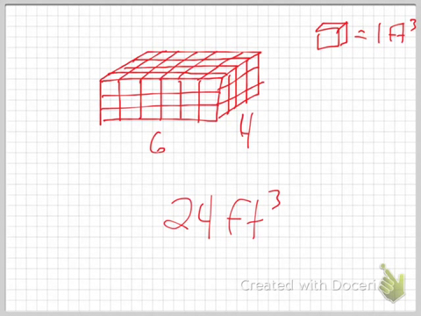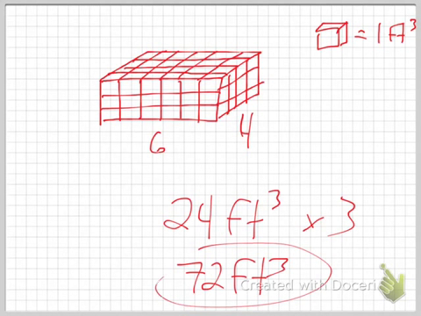And then, what do I do now? What do I do at this point, Sladen? Multiply by the height, right? How many of these sets of blocks are there? Well, there's 3. So times 3. What is 24 times 3? 72 cubic feet. How many of you have 72 cubic feet? Good. Not difficult. It's just going to take some thinking.